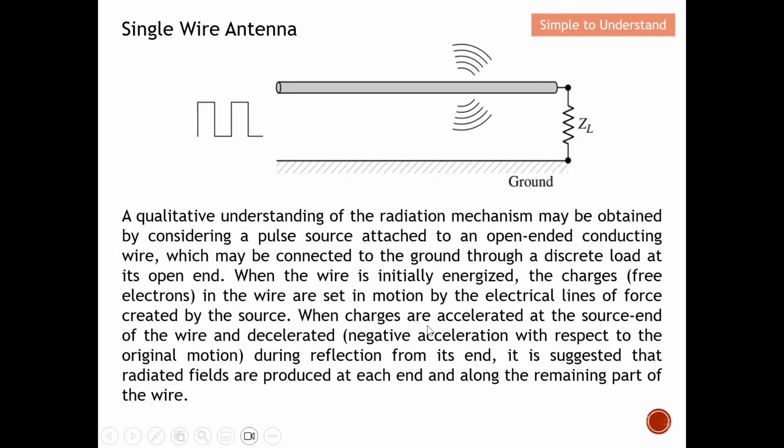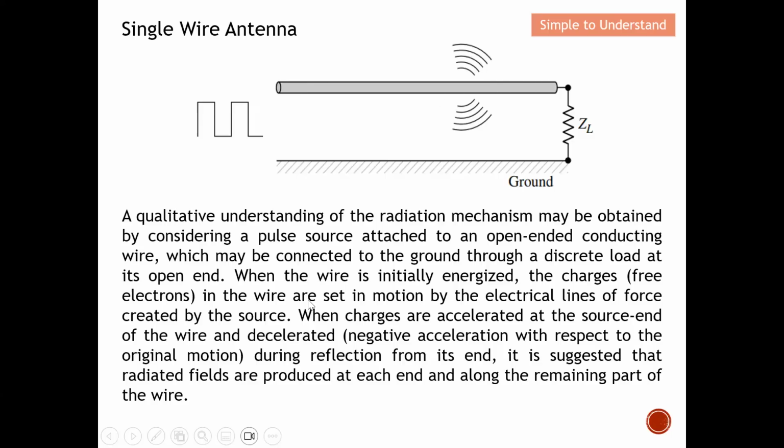When charge is accelerated at the source end of the wire, and also decelerated because of the reflection. So imagine this, you create a source here. All the free electrons start to vibrate and have some form of motion. They move from here to the other end, and after they reach over here, they have some reflection. Because of the reflection, they decelerate, which means the speed will not be that fast.